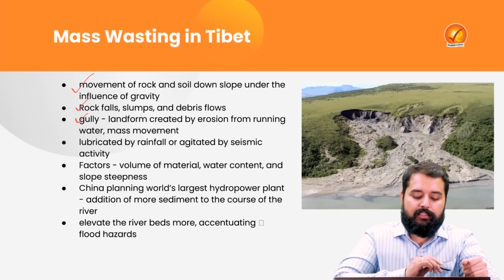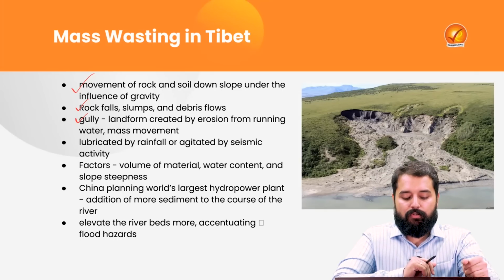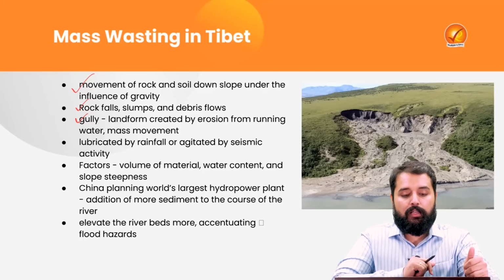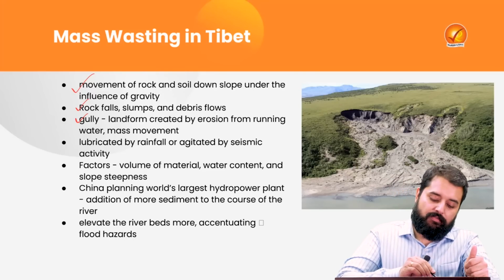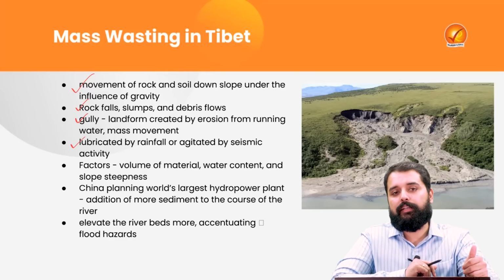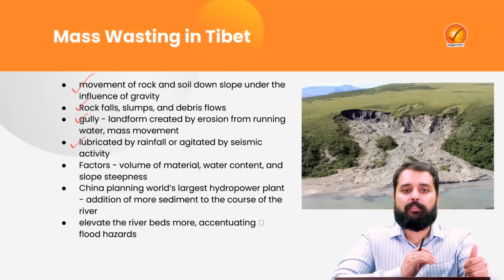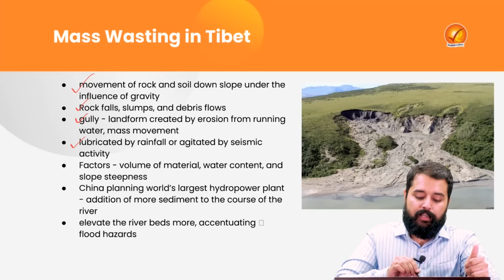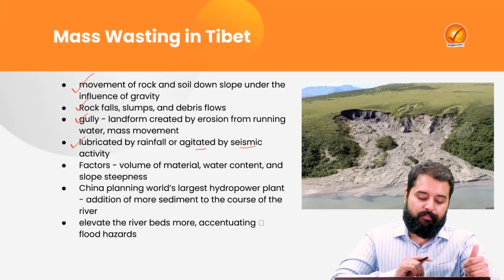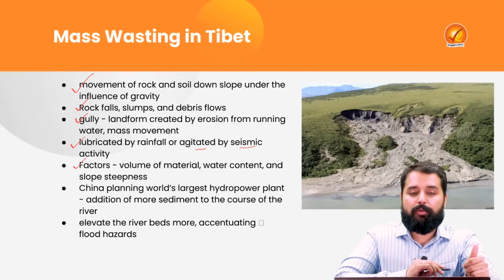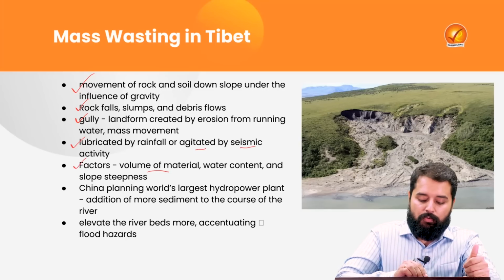For example, gullies are created. A gully is a landform created by erosion from running water or from mass movement of material, or from both. This mass wasting is often lubricated by the rainfall. That is, rainfall adds to the mass wasting and intensifies it, and it is agitated by seismic activity, for example through earthquakes.